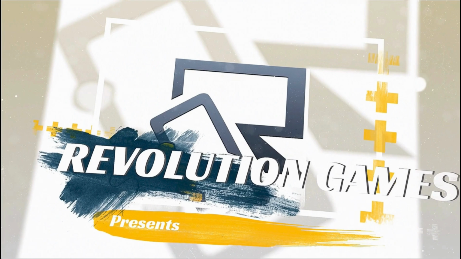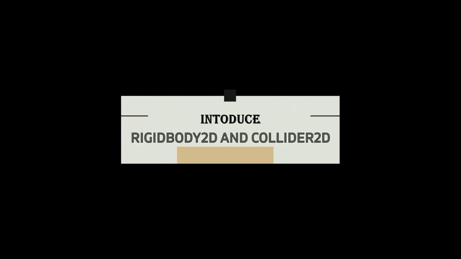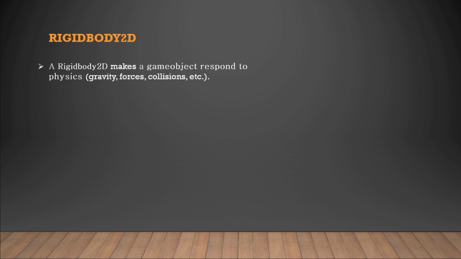Since your previous video covered adding and manipulating sprites, the next logical step is to introduce 2D colliders and Rigidbody physics to bring interactivity and movement to your game. Before we start using Unity, let's first understand Rigidbody2D and Collider2D. A Rigidbody2D makes a game object respond to physics, gravity, forces, and collisions.